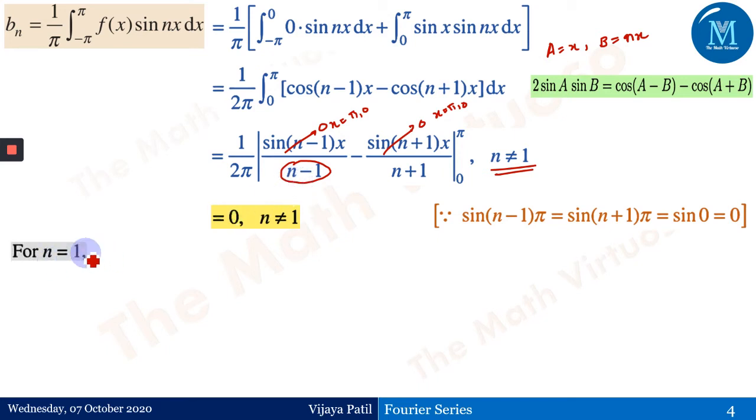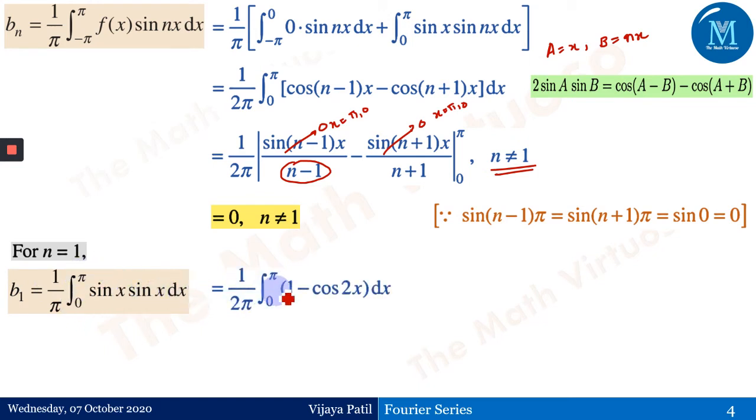Okay, for n equals 1, I have written b1. b1 is 1 by pi times the integral from 0 to pi of sine squared x dx, which is 1 minus cos of 2x by 2. Let me write down the formula for you all. It's nothing but sine square x equals 1 minus cos of 2x by 2. This is the formula we have used here.